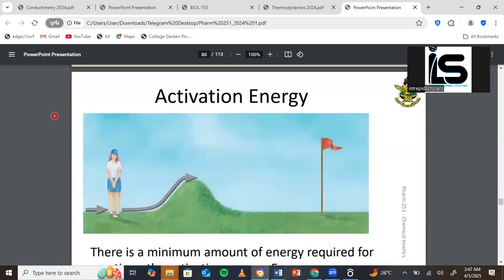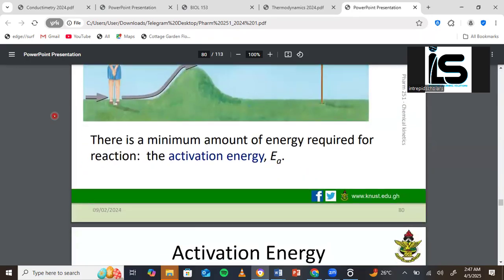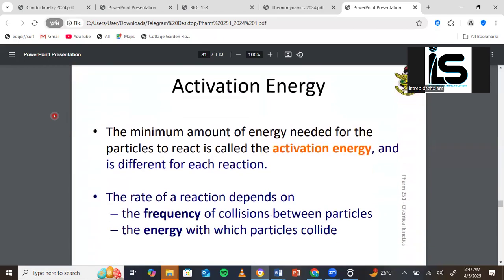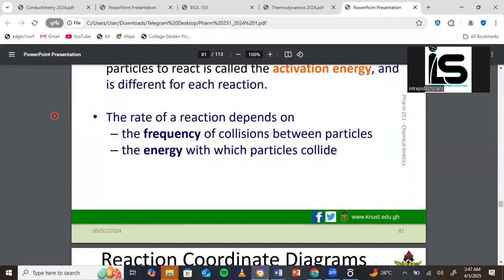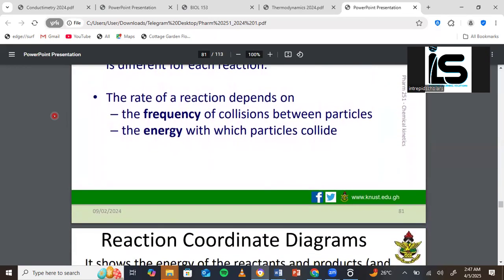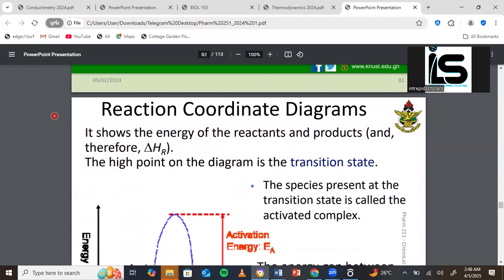This is a graphical representation of that theory. Before the reaction can proceed, we need a minimum amount of energy. That minimum amount of energy that is required for the reaction to proceed is what we call the activation energy. Now, for different reactions, we have different activation energy, right? We are saying the rate of reaction depends on the frequency of collision and the energy of the particles.